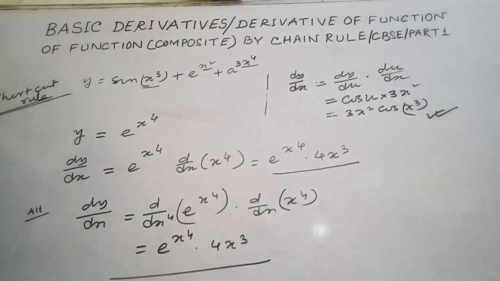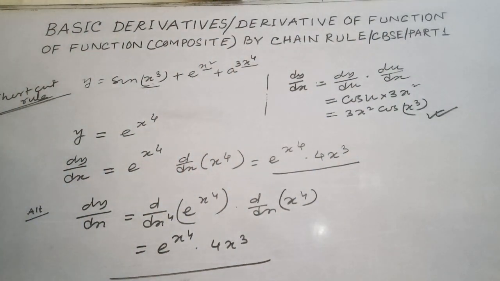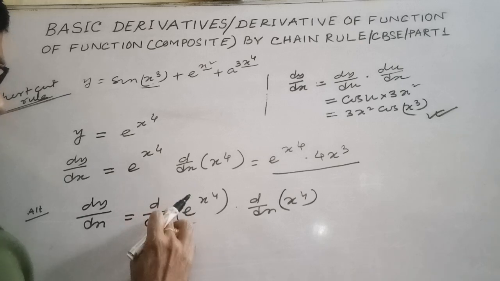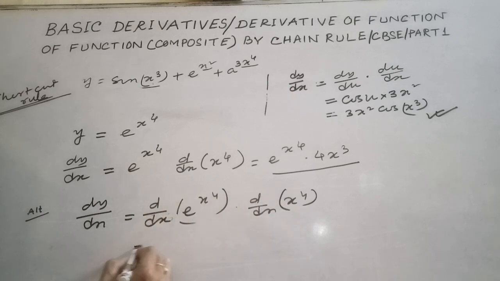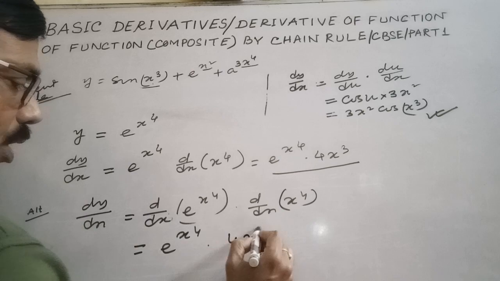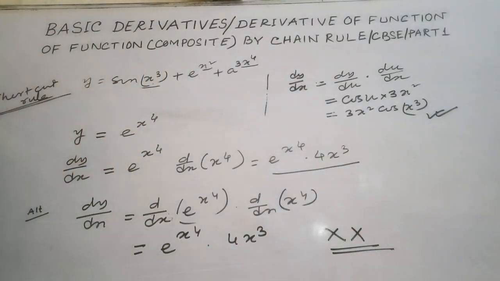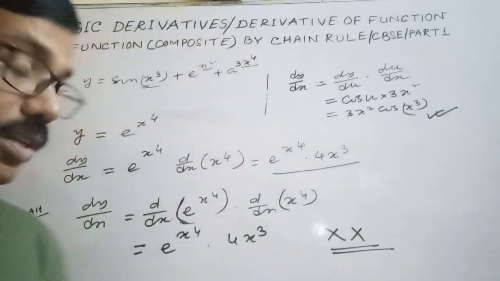So this is to be noted. Look, some students write like this: d/dx of e to the power x^4, d/dx of x^4. Then they write this one is e to the power x^4 and this is 4x^3. This one is wrong. Many students write first one is d/dx, second one also d/dx. So this is not true.